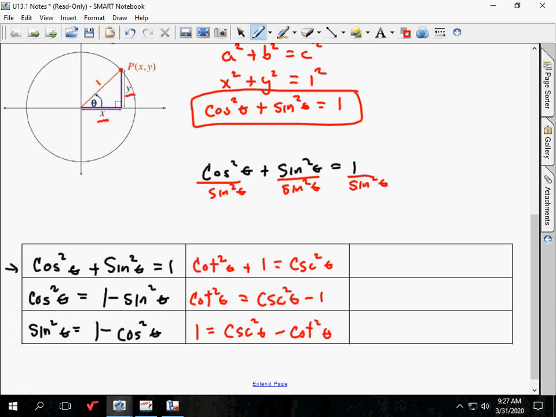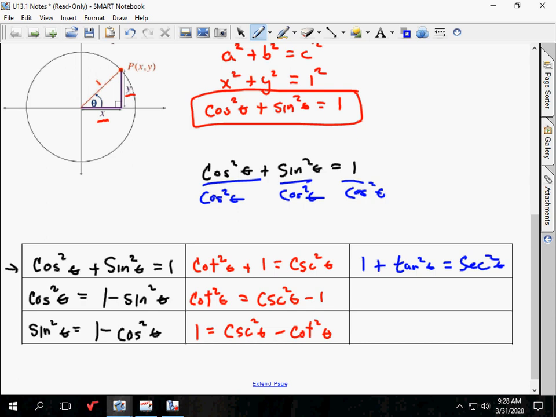All right, and so I get this other version of it. Then I could go back to this original one, cosine squared plus sine squared equals 1. And instead of dividing by sine squared, I could divide everything by cosine squared. If I simplify that, I'm going to get 1 plus, well, sine squared divided by cosine squared is tangent squared, and 1 divided by cosine squared is secant squared.